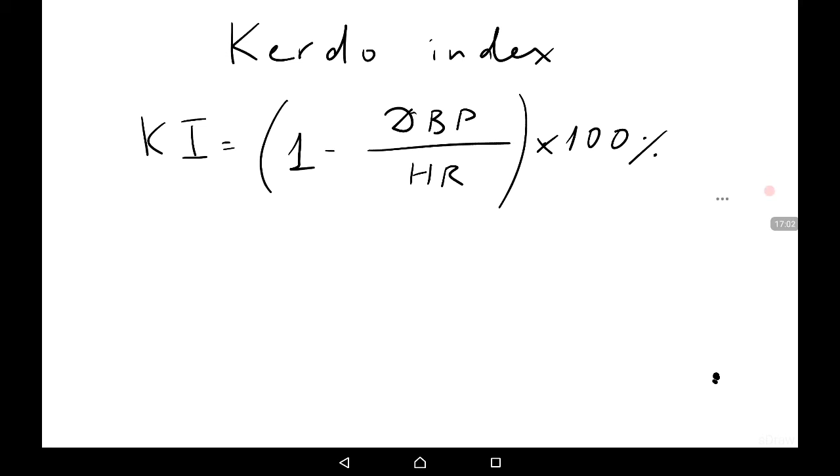If it is less than minus 10%, it indicates that there is vagotony, the prevalence of the parasympathetic nervous system. If the index is more than plus 10%, sympathicotony. If it is between minus 10 and plus 10, normotonic type of regulation.